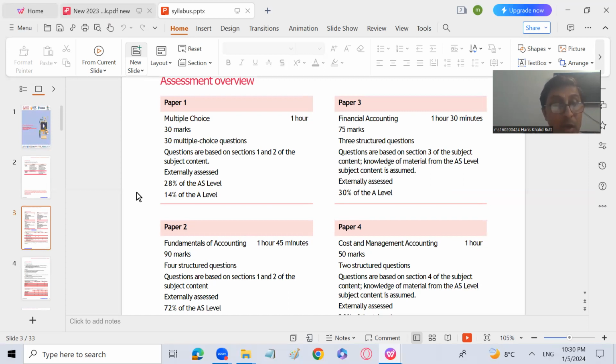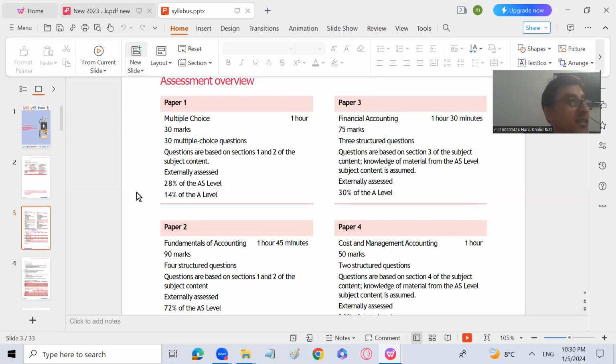You have to fill it up as you do in other subjects. So out of 4 questions, 3 questions will be from financial accounting. The first question carries 30 marks, then 15, and the last question will cover cost and management accounting and carries 30 marks. So 90 marks will be there.